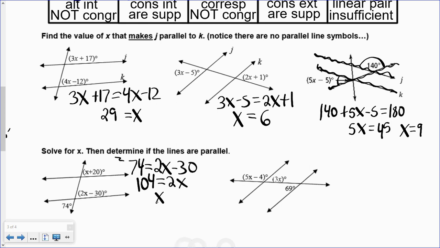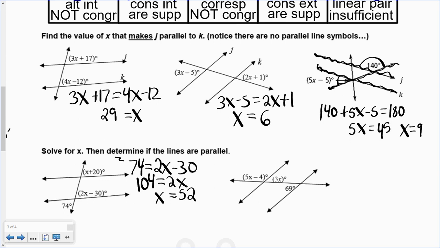And then x is equal to 52. So again, if you do not know that the lines are parallel and the directions don't let you assume that they are, like up here, then you cannot use corresponding, alternate, or consecutive. You can only use your vertical or linear pair, like in Unit 1.